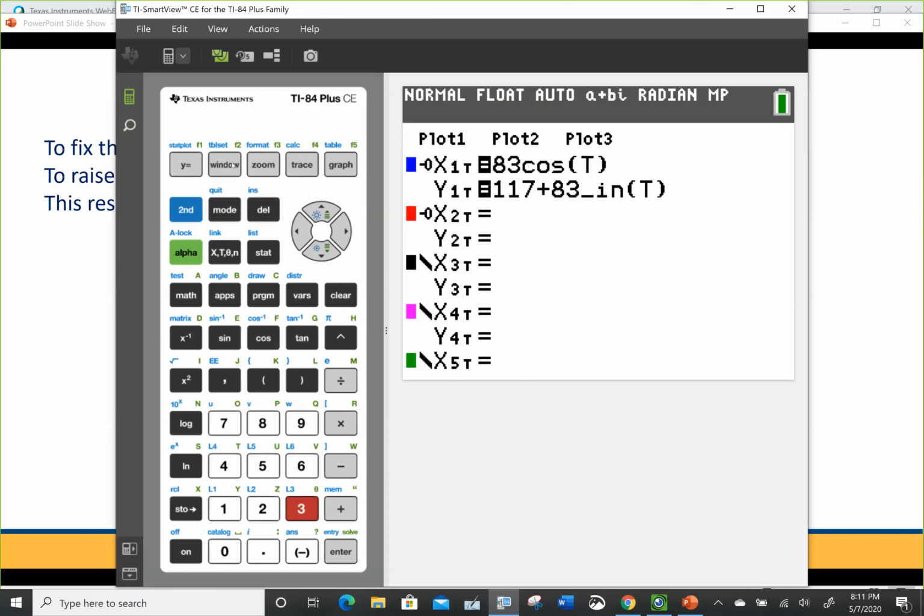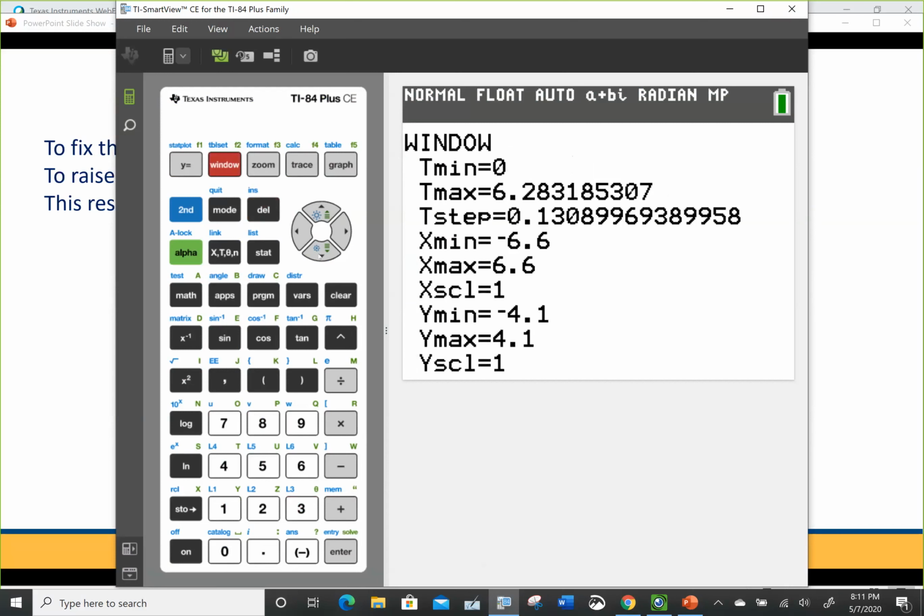Now, I'm going to have to change the window. So let's go to the window and see what it looks like. I'm still measuring angles, so I'm not going to change my t value. And we'll change the time in a minute, by the way, okay? I know I should not be measuring angles, trust me.